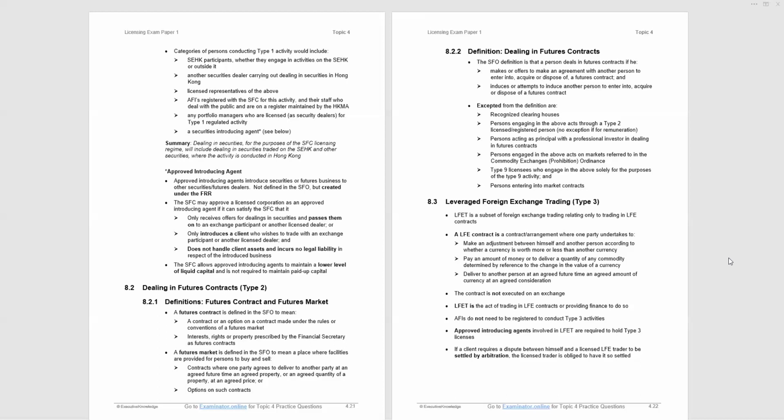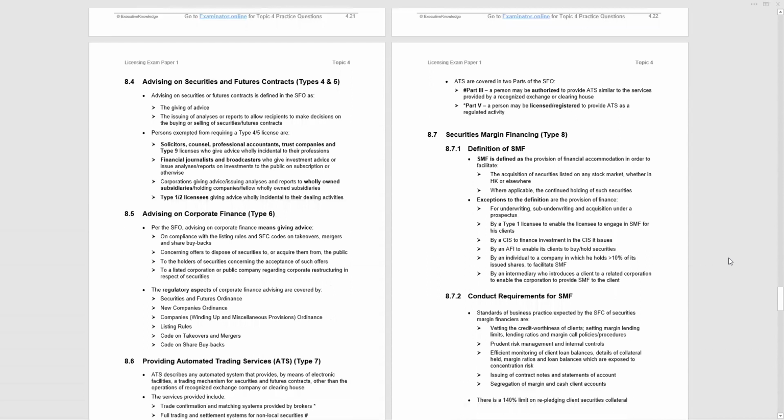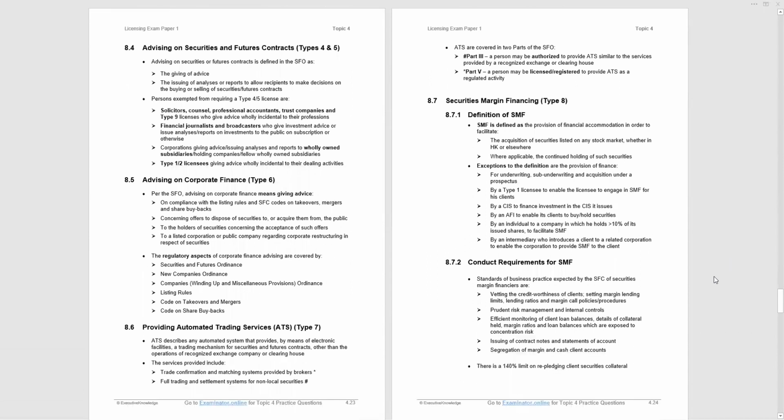And the last point, if a client requires a dispute between him or herself and a licensed trader to be settled, it must be settled by arbitration, and that's specifically covered in the Securities and Futures Ordinance. Now we come to some more mainstream definitions. Advising on securities and futures contracts, Type 4 and 5. We're given a definition of advising, the giving of advice, the issuing of analyses or reports to allow recipients to make decisions on the buying and selling of those securities and futures.